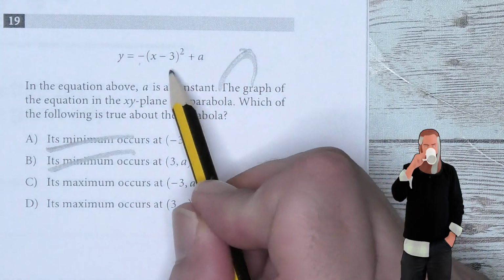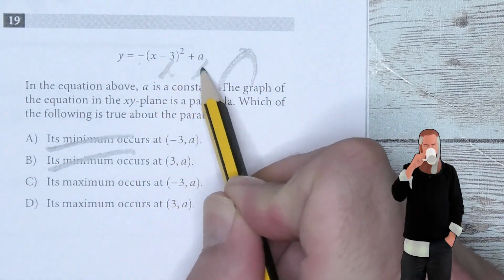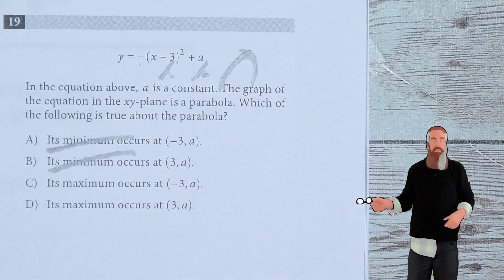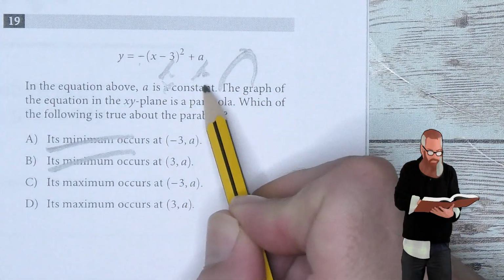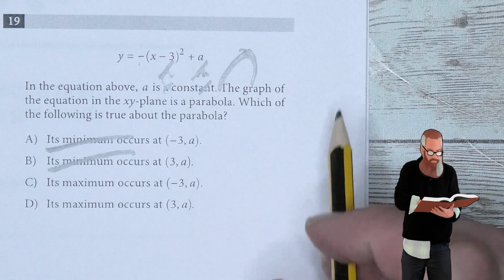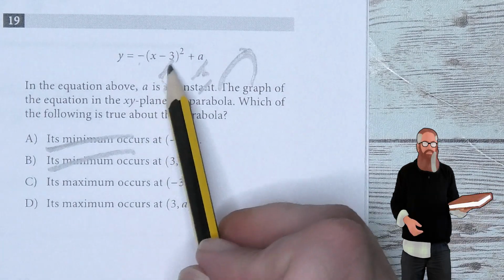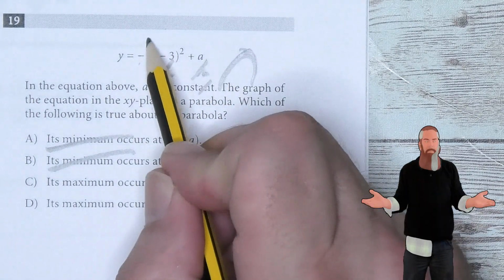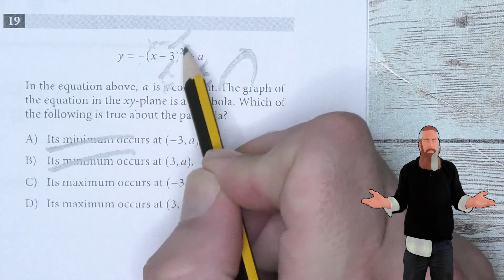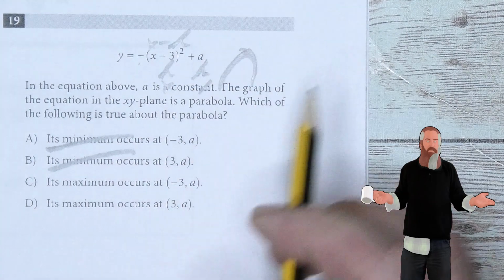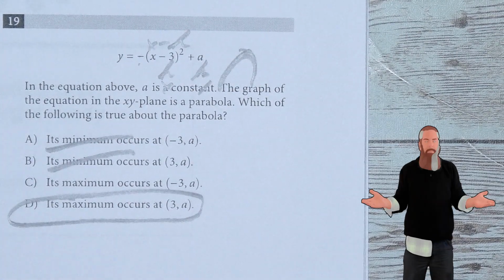Since this is in vertex form, we're talking about an H and a K value. H being X, K being Y, so I'm really looking at the opposite of this because we would wind up with an X minus H. So H is the positive 3. This gives us D as our answer.